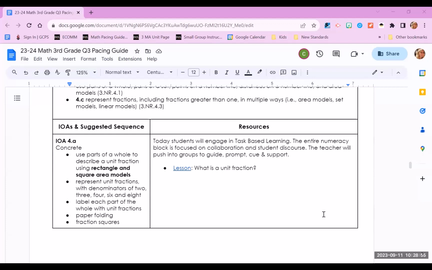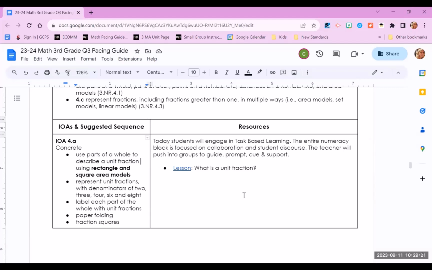We will begin Unit 6 with IOAs 4A and 4C for a suggested pacing of 16 days. These IOAs will help students to understand what a fraction is and what models can be used to represent those fractions. The unit begins with a focus on unit fractions.